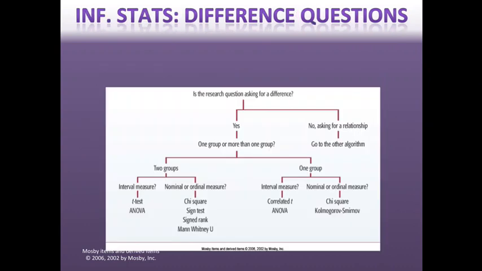Okay, so here's sort of a flow chart for thinking about what different types of tests you might use for looking at different types of questions. So you can go into this, the first one is for tests of difference. So is it a test of difference? So are you looking at one group or more than one group? So with one group, you have a range of different tests. If you have two groups, you have other types of tests, okay?